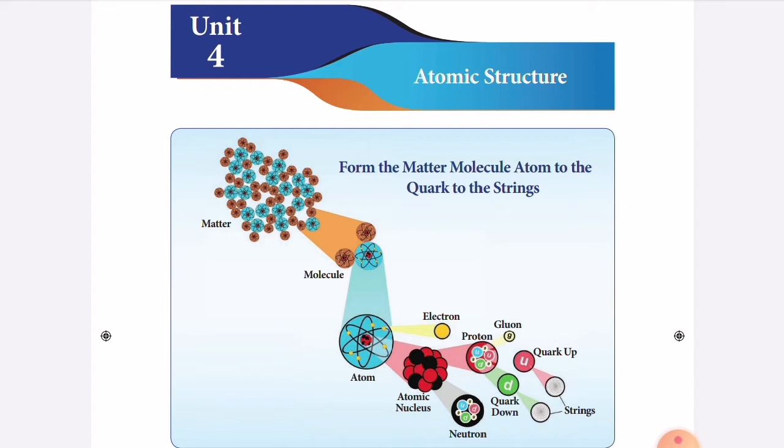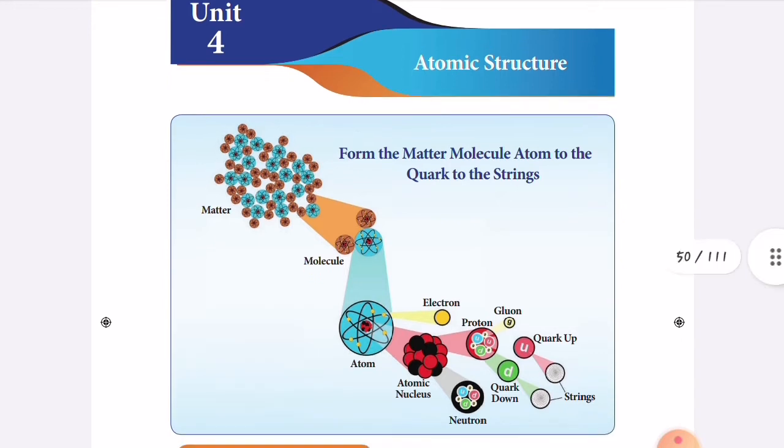Children, today we are going to start a new unit, Unit 4 Atomic Structure. This lesson is under chemistry. Yes, children, see this picture, from the matter of molecules, atom, to the quark, to the strings. See this beautiful diagram. You know, children, we have learned about matter in the previous classes. So what is matter? We know that everything that occupies space and has mass is called matter.